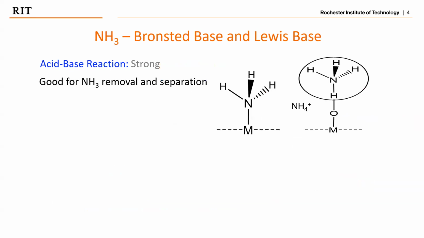As I mentioned, ammonia is a base. It's a Brønsted base and a Lewis base. The basicity comes from the nitrogen, right? It has a lone pair of electrons that can donate electrons, and it can also accept protons. This electron pair can donate to the metal, and a separate proton can form ammonium ions. This acid-base interaction is relatively strong because a chemical interaction happens. So it can be used to remove trace amounts of ammonia, or to separate ammonia from nitrogen at very low concentration.